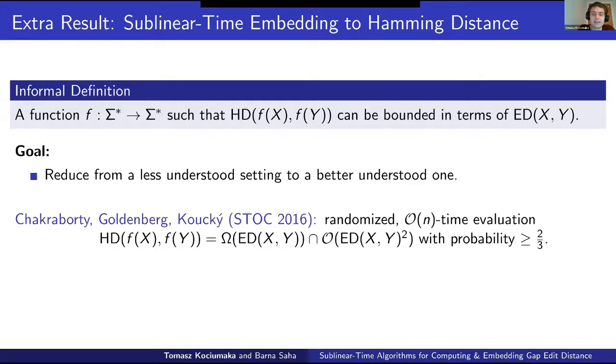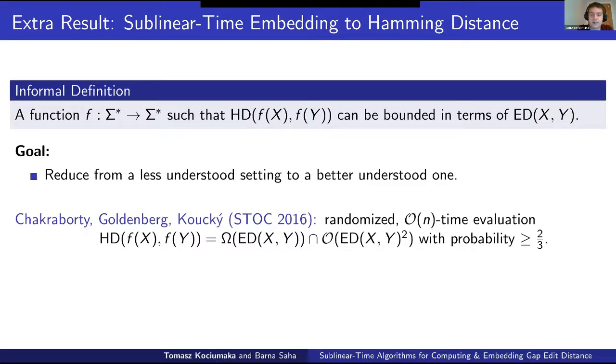And one celebrated embedding is now known as the CGK embedding, which is a randomized function evaluable in linear time. And in terms of the distances, it guarantees up to constant factor contraction and up to quadratic expansion of the distance with good probability.